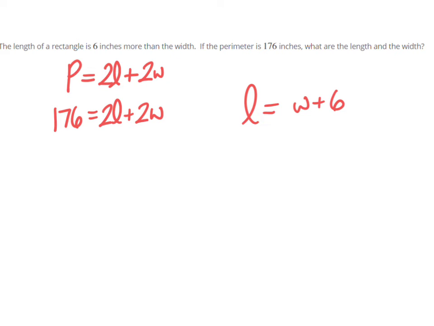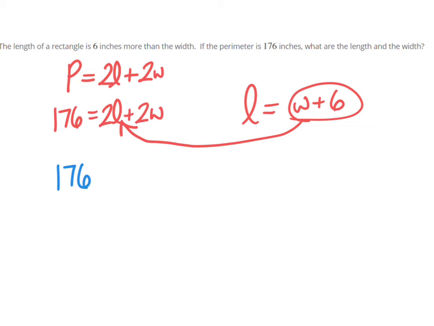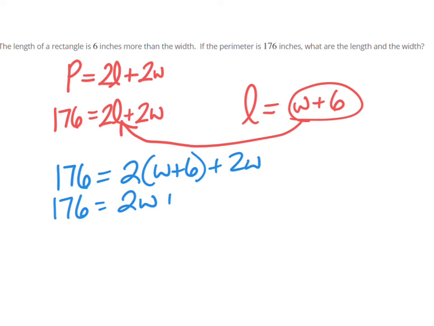And this problem looks like it is set up beautifully, again, for substitution. I'm going to take that W plus 6 and plug it in for the L. You're going to distribute. Over here on the right side, you actually have a couple terms that are like terms. Why can't we just go ahead and combine this 2W with this 2W? And together that would be a 4W.